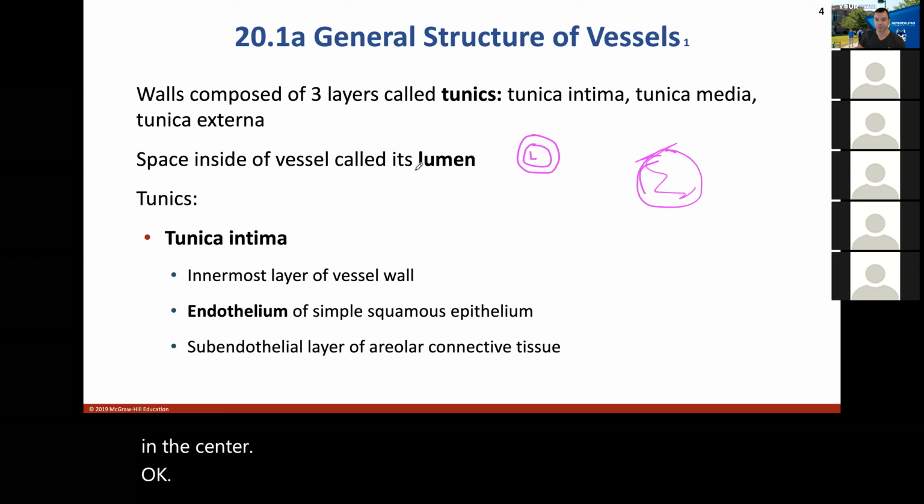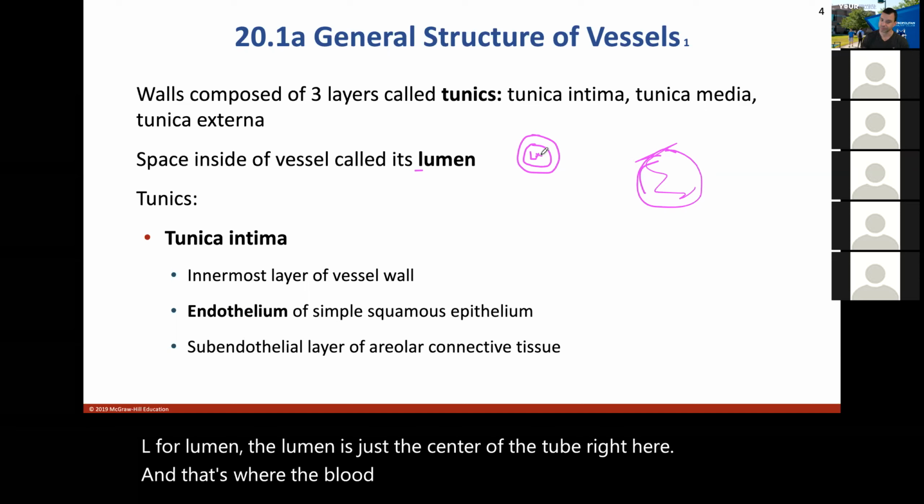L for lumen, okay? The lumen is just the center of the tube right here. And that's where the blood is obviously traveling through. Ta-da, you all know that though.